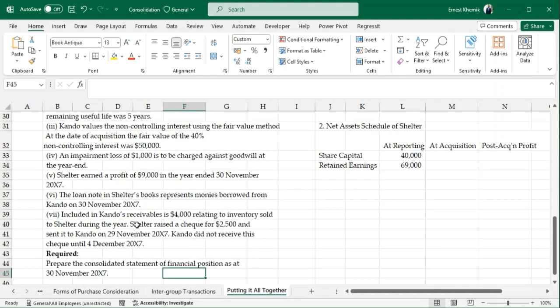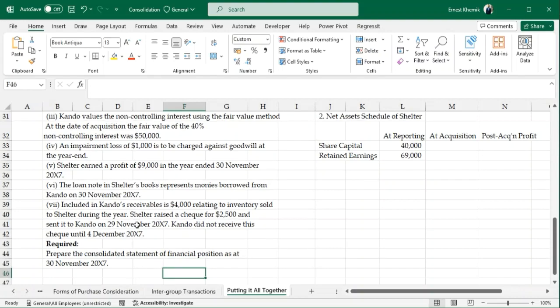Now the last note here, which is note 6, says included in Kandu's receivables is 4,000 related to inventory sold to Shelter during the year. Shelter raised a cheque for 2,500 and sent it to Kandu on 29th November 20x7. Kandu did not receive this cheque until 4th December 20x7. That's good. So this is an example of a current account balance situation, and this is an example of cash in transit. We are going to look at it and then see how we are going to do it.